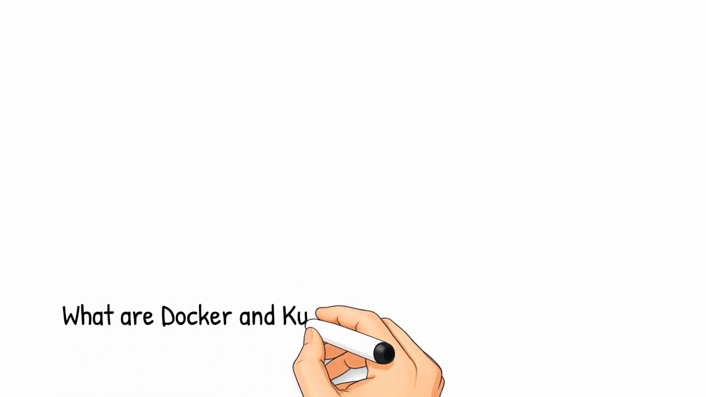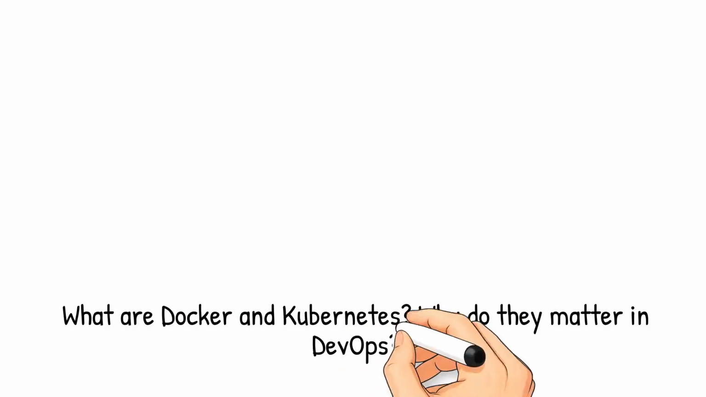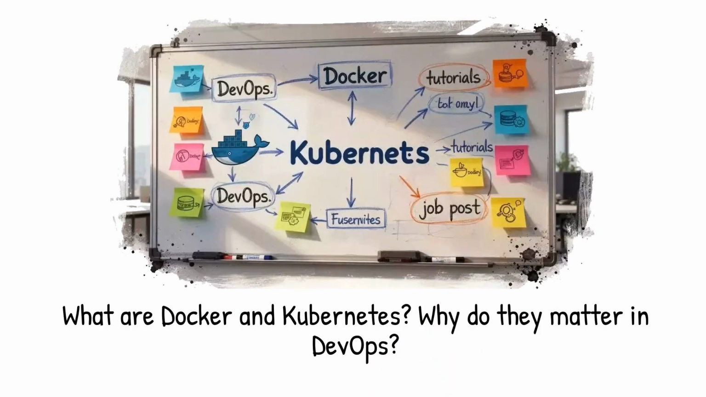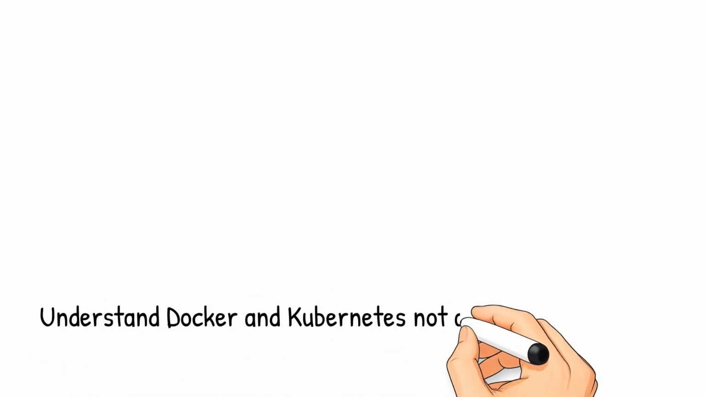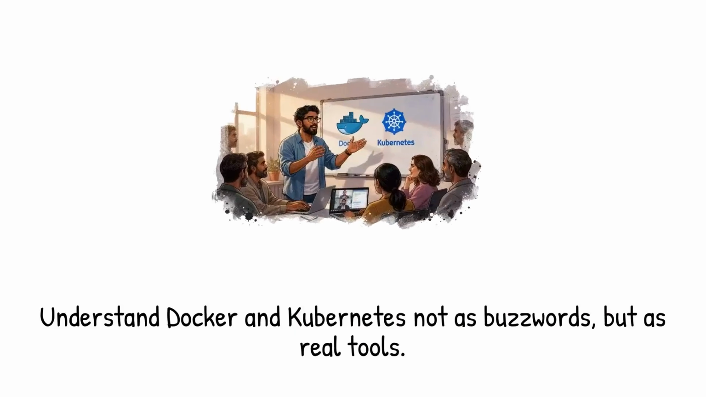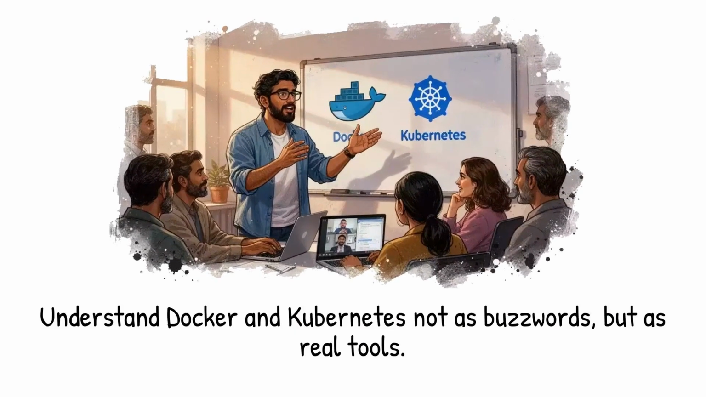Docker and Kubernetes. You've seen these two words everywhere, in job posts, in tutorials, in every DevOps roadmap. But what are they really? And why does everyone act like you must know both? In the next few minutes, you'll understand both, not as buzzwords, but as tools that solve real painful problems. No prior experience needed, just follow along.